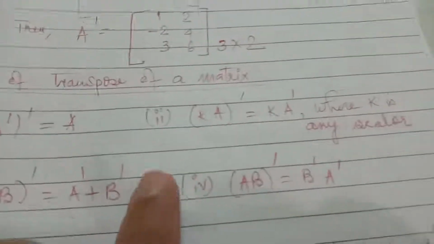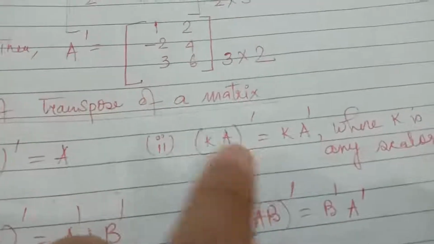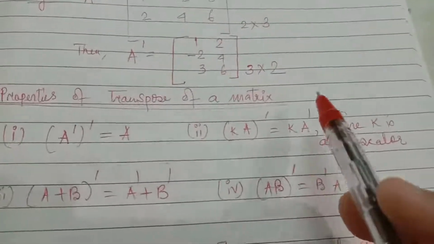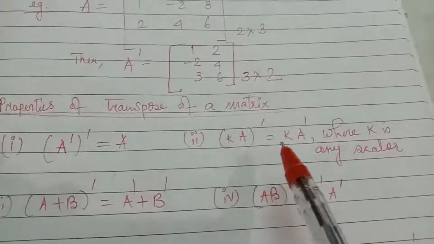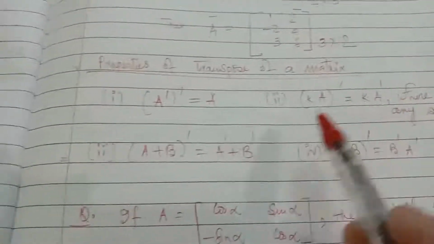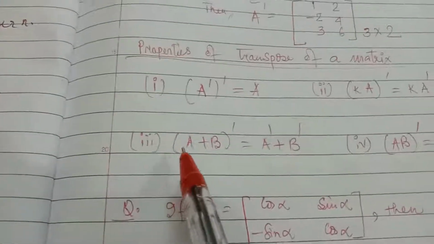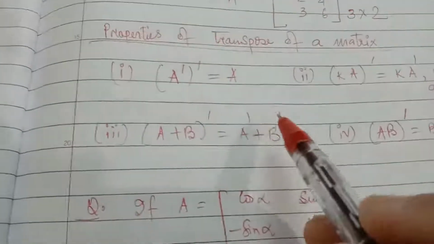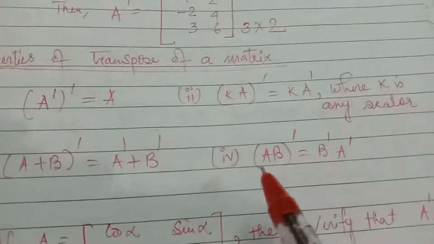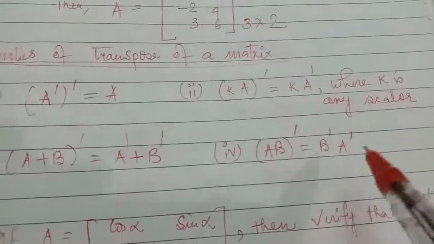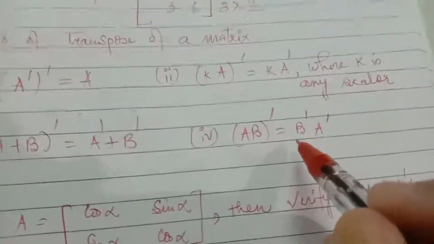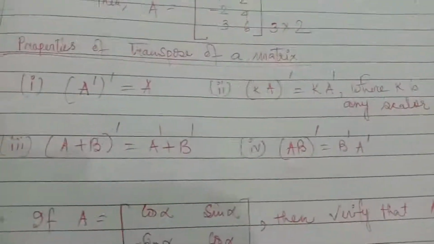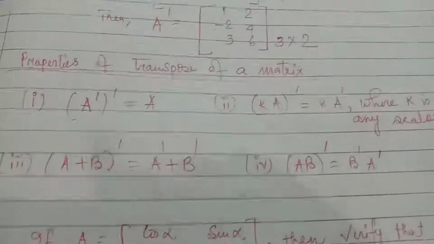Next, property number 2. For any scalar K, (K into A) whole transpose is equal to K into A transpose. Property number 3. (A plus B) whole transpose is equal to A transpose plus B transpose. And property number 4. (A into B) whole transpose equal to B dash into A dash. You have to remember the properties.